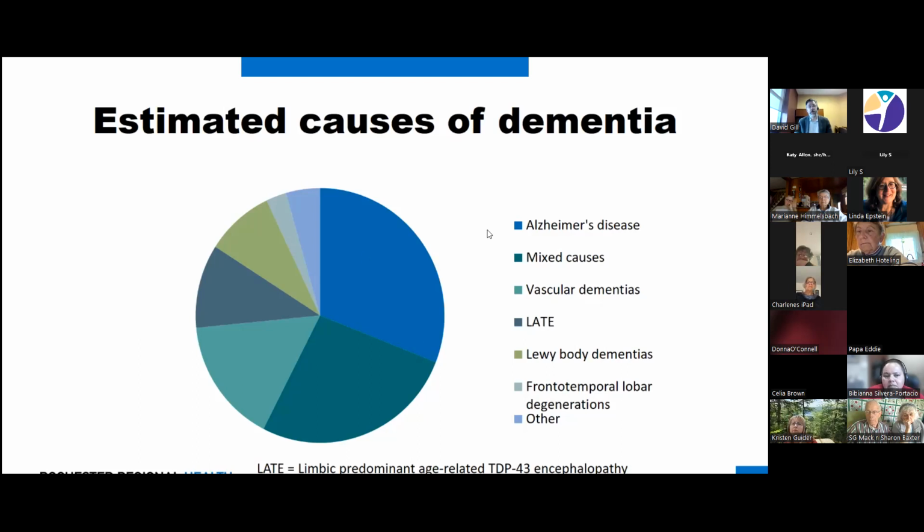The next most common cause are the Lewy body dementias. We'll talk in detail about those. Those are things that look like Parkinson's disease.